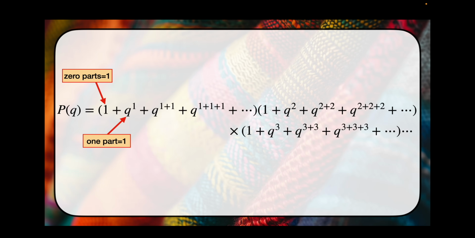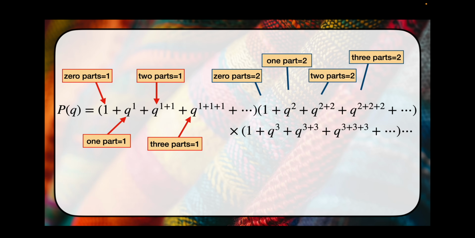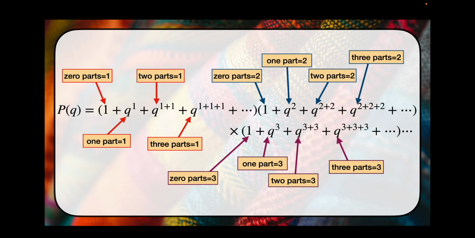This q to the first power, when multiplied out, will be related to 1 part equal to 1 in the corresponding partitions. This q to the 1 plus 1 corresponds to 2 parts equal to 1, and then this just keeps going on and on and on. So q to the 1 plus 1 plus 1 corresponds to 3 parts equal to 1. And then we've got all of these pieces here corresponding to 0, 1, 2, or 3 parts equal to 2. And all of these parts right here corresponding to 0, 1, 2, or 3 parts equal to 3.